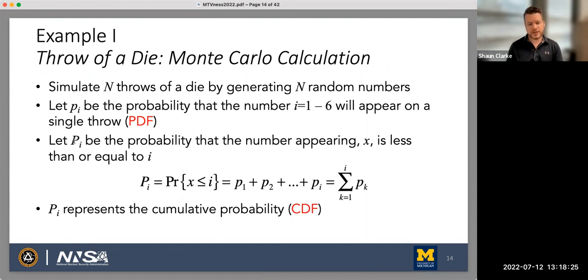To get the CDF, you have to perform this cumulative integral that I showed a couple slides back. In this case, because our PDF is discrete, this cumulative integral gets rewritten as a cumulative sum. So P sub 1 is 1/6, P sub 2 is 1/6 plus 1/6, so on and so forth, until you've summed over all 6 outcomes of the die.